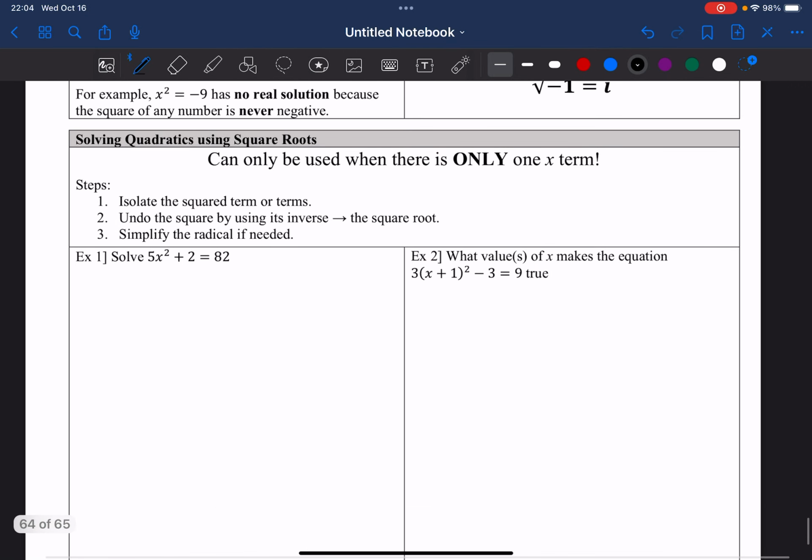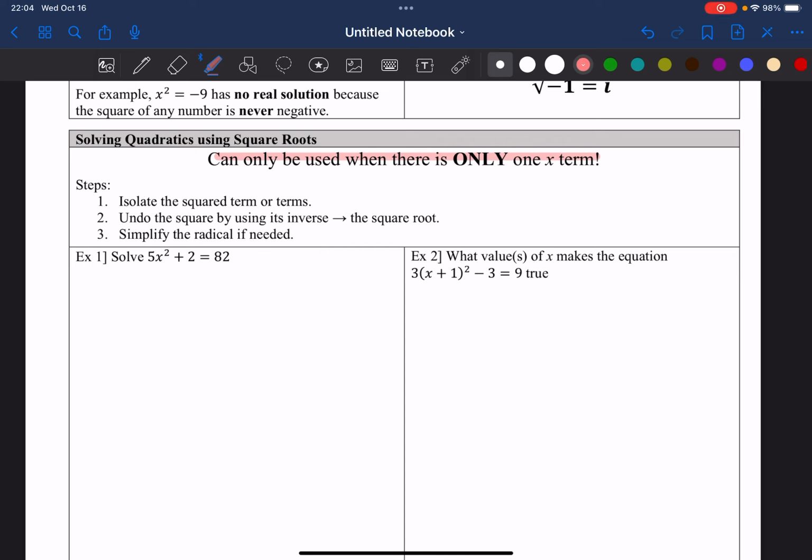So in solving quadratics using square roots, we can only use this if there's only one x term. Very important. So if there's more than one x term, then we cannot use the square root method. It won't work. So if you see another x term there, then I would check first to see if you can combine like terms before you start using that square root method.